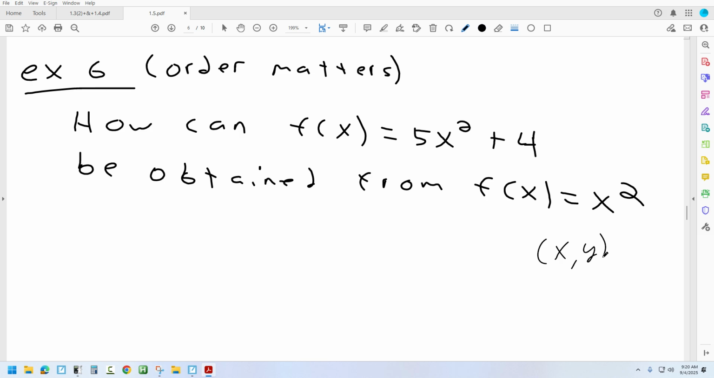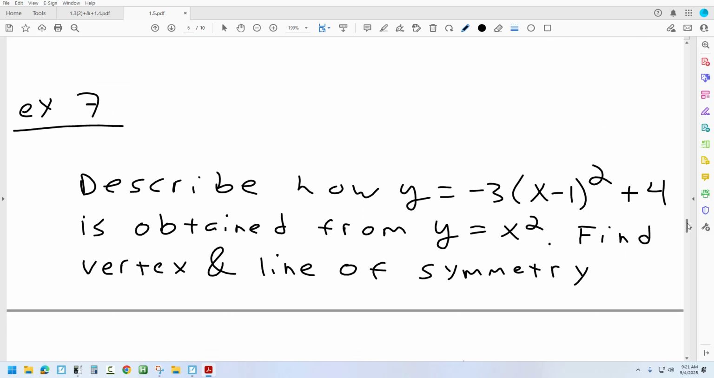Times 3 and then add 5, or add 5 and then times 3. Would that make a difference? Take 1 times 3 and add 5. Or do it in the reverse order, 1, add 5, and then times 3. Makes a big difference. So when you're doing transformations, you have to write them in the correct order, or it's not right. So let me give you the order, and then we'll come back and fill in the steps on this one.